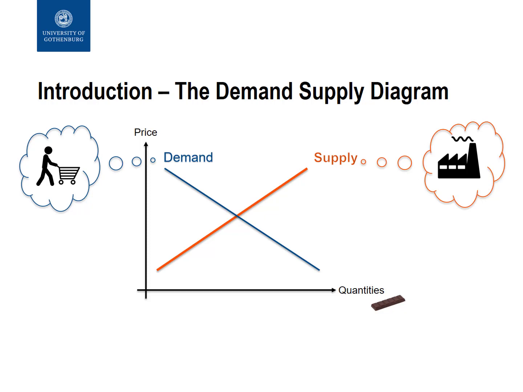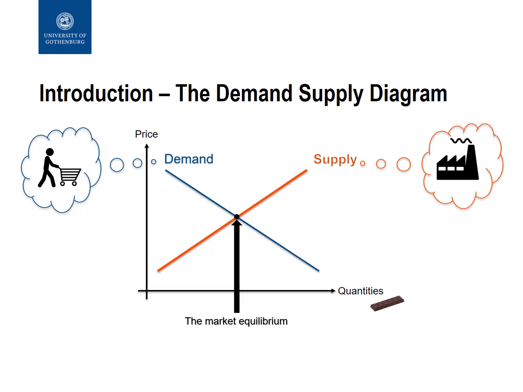The intersection of these two curves is a point of interest. It determines what we call the market equilibrium. This intersection point gives you the equilibrium price on the market and the equilibrium quantity supplied and consumed of the goods, here chocolate bars. This is an efficient or optimal point.